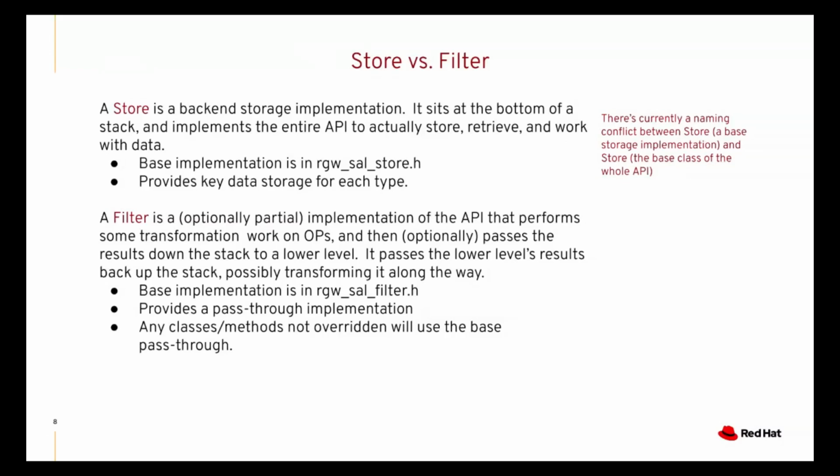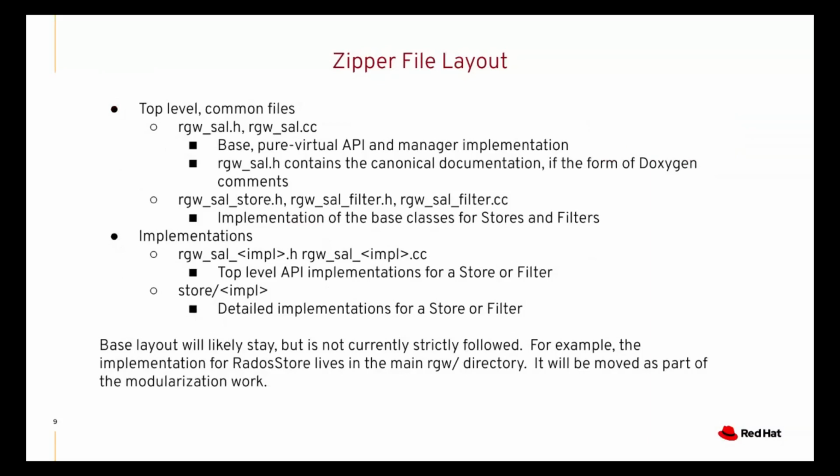A filter is an implementation of the API that lives in the middle and performs a transformation on an operation as it passes down the stack. A filter does not need to implement the entire API because we provide a base implementation that is passed through so that any portions of the API you do not override just get passed through for you. A filter will optionally make a transformation and then pass that down the stack. And then the results from lower in the stack get passed back up and again, optionally perform a transformation.